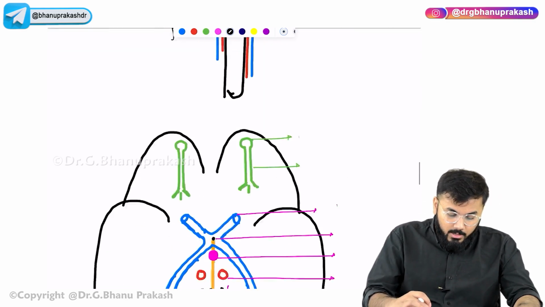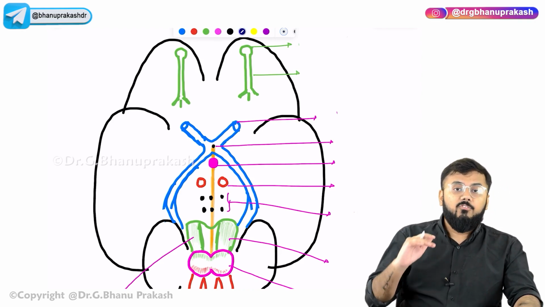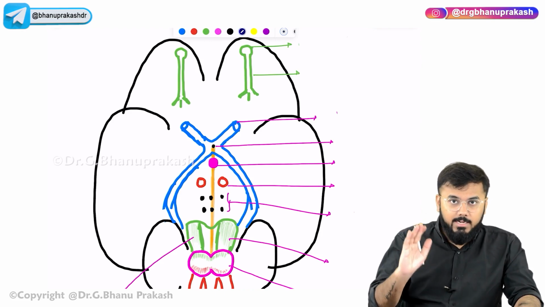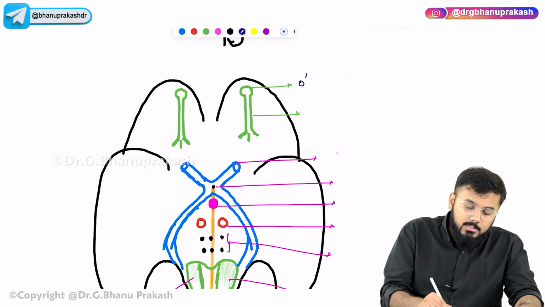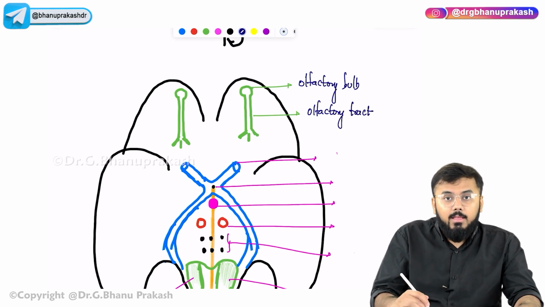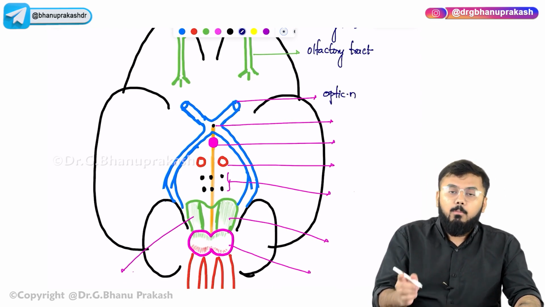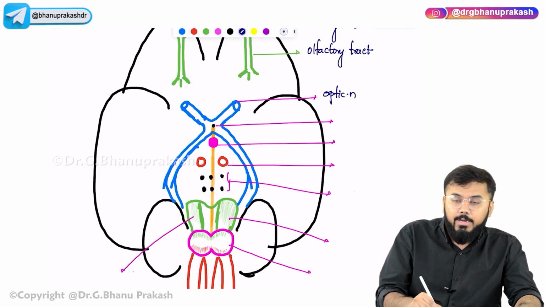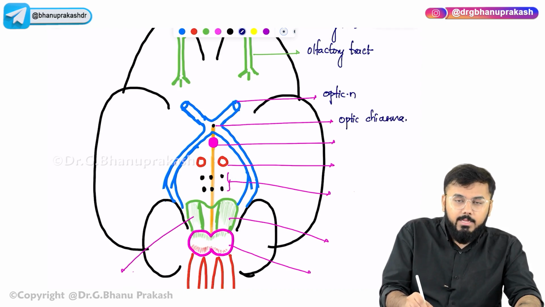Now let us discuss these structures, because they will come up later while discussing the borders of the interpeduncular fossa. What is this particular structure which I have already discussed? This is your olfactory bulb. Its continuation will be your olfactory tract. Next, this one is your optic nerve. Both the optic nerves join together. This point here is called the optic chiasma.